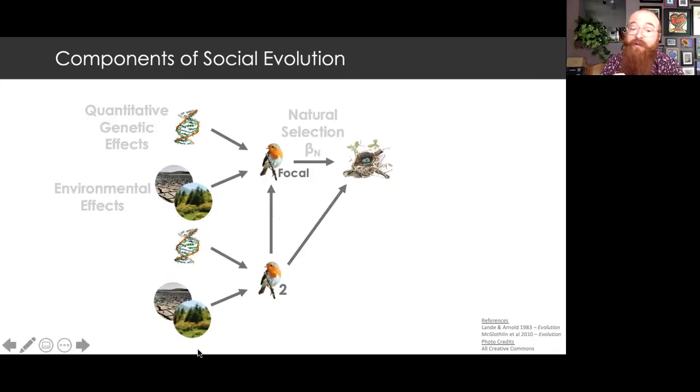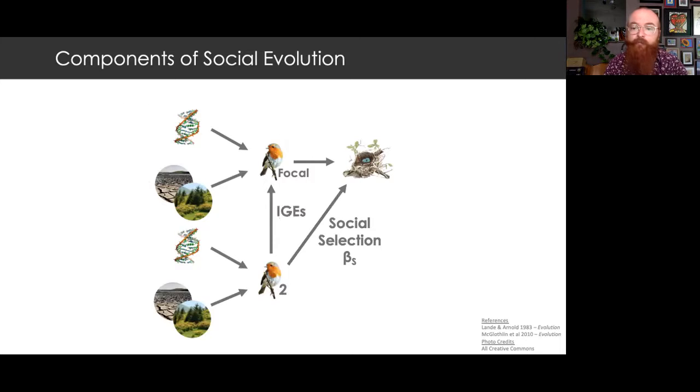Additionally, the presence or actions of this second individual can influence the fitness of our focal individual, and the degree to which it does so is a force called social selection, that depending on the genetic variances and covariances between the interacting individuals can lead to interesting evolutionary outcomes, including the social environment itself evolving.